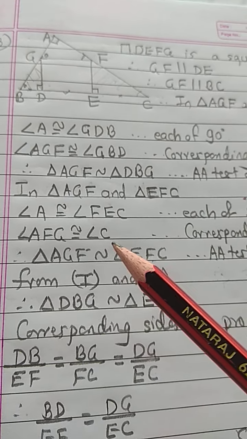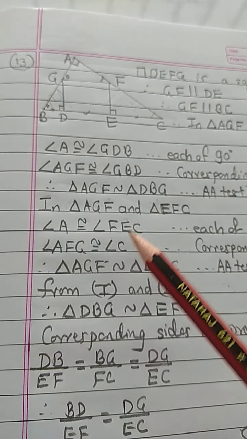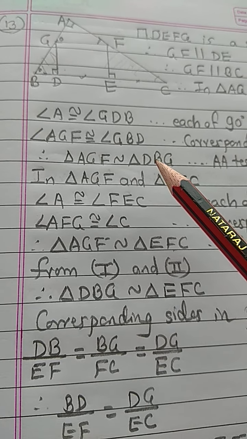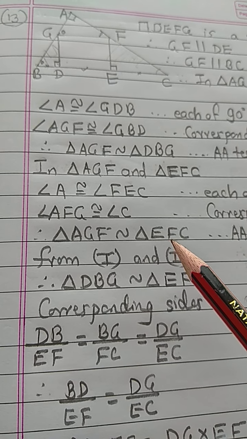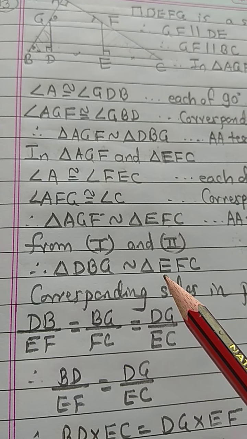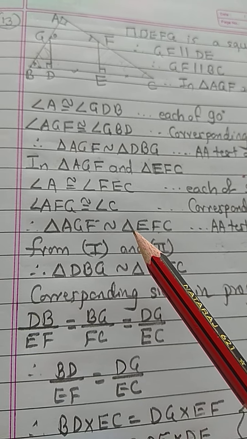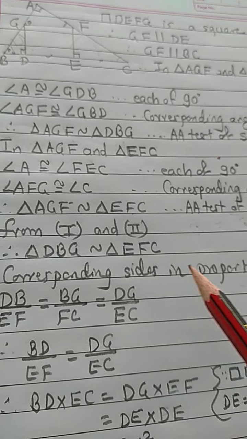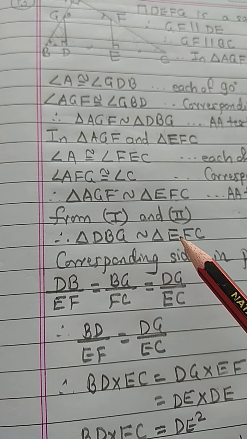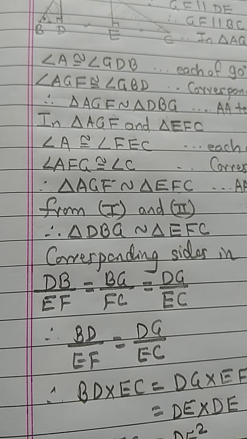Now, by 1 and 2, that means this is Roman 1 and this is Roman 2, these two triangles are similar. AGF is similar to DBG, AGF is similar to EFC, and hence triangle DBG will be similar to triangle EFC. Corresponding sides are in proportion. So DB upon EF should be equal to BG upon FC, which should be equal to DG upon EC.